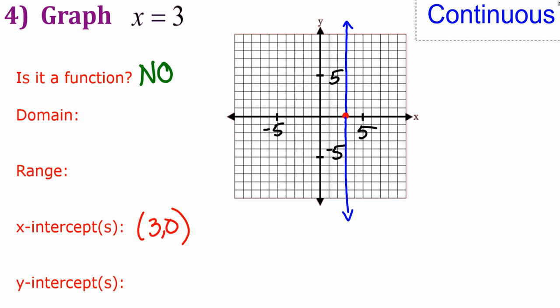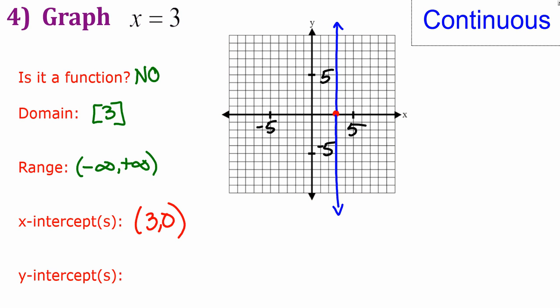What would be the domain? Well, the domain is all the inputs being used, and here only one input is being used, and that's 3. So here we would have 3 within brackets for the domain. What about the range? Well, the set of outputs. As we look, there's no restrictions on the output, so that would be from negative infinity to positive infinity.